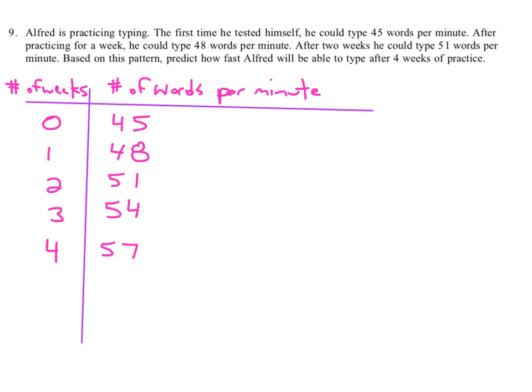So I could make this leap right from here to here and say if it's 3 every week and he's going 3 weeks into the future, 3 times 3 is 9. So if I added 9 on to 48, I would get 57. So the answer, if we were to write it out, 57 words per minute.